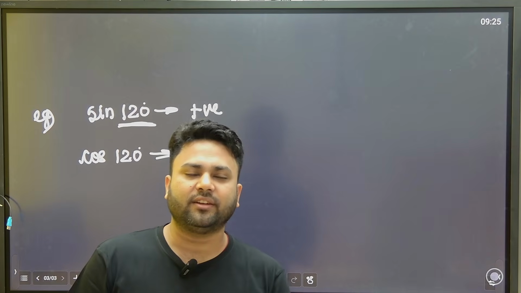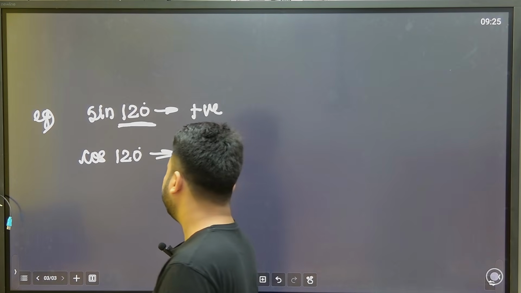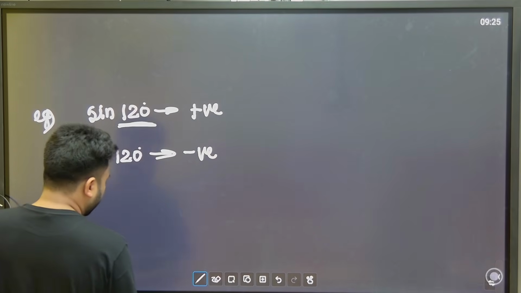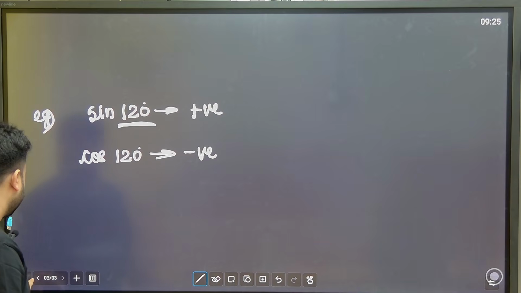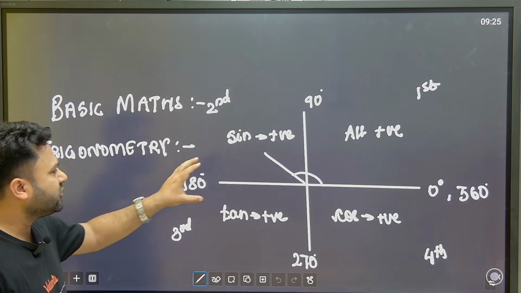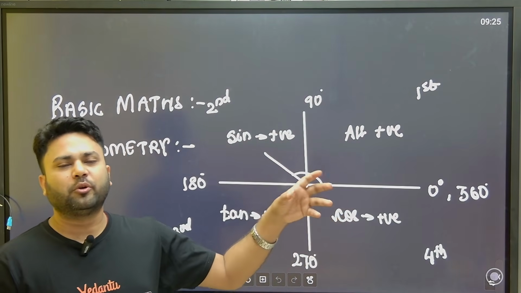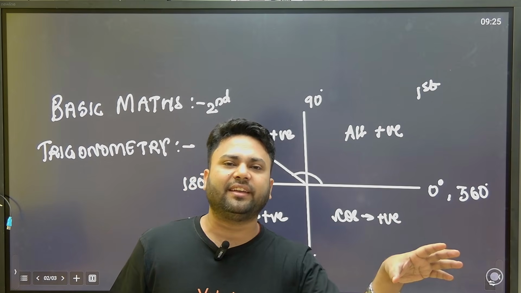So this is the meaning of first quadrant, second quadrant, third quadrant, and fourth quadrant. You have to remember this. This is very important because some students forget where to put the positive sign and where to put the negative sign.